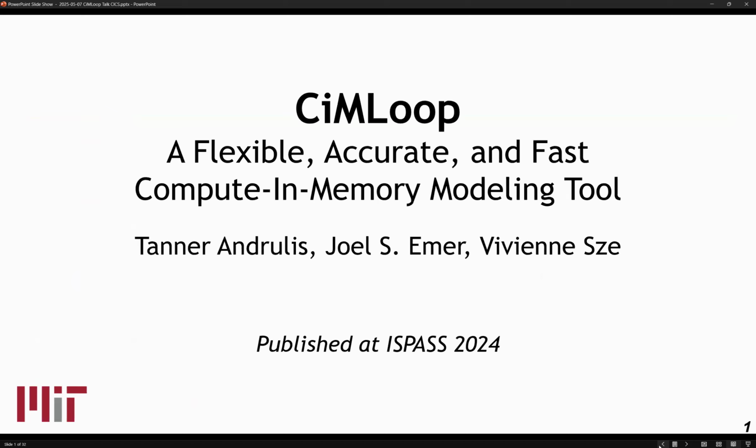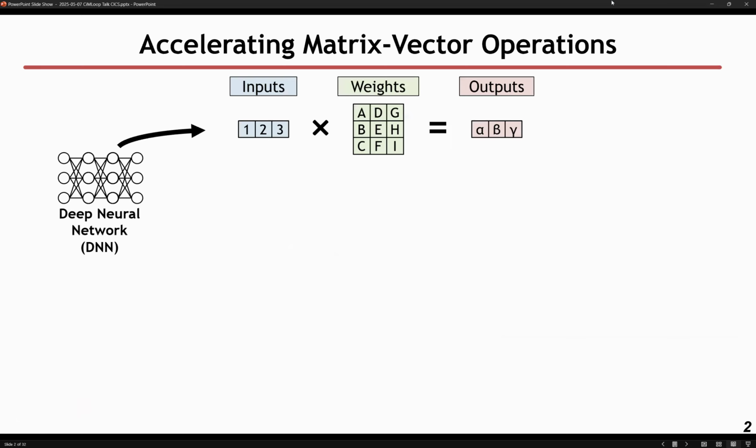CiMLoop, a flexible, accurate, and fast compute and memory modeling tool. This was published at ISPASS 2024, and we actually got the best paper award for it. Before I tell you about our tool, what is compute memory?